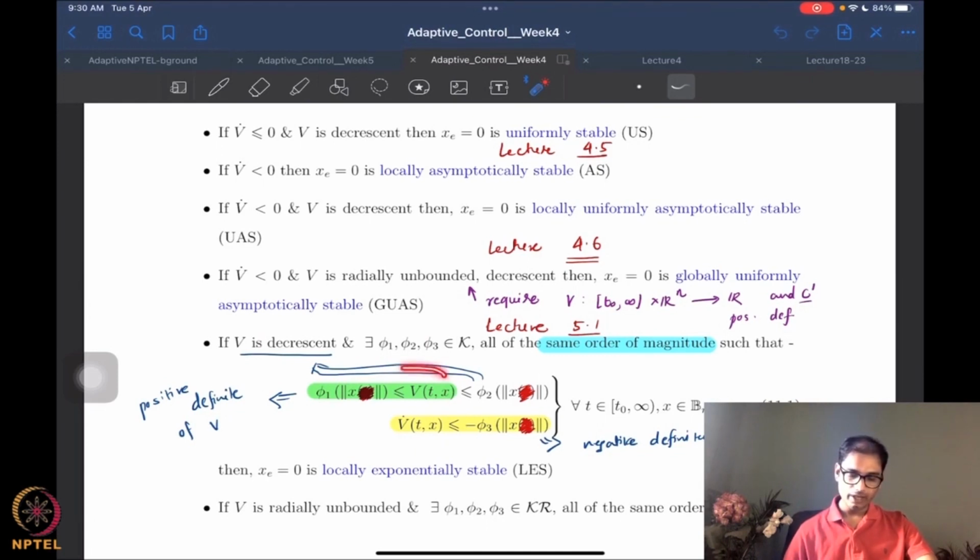So notice that you require V being positive definite, V being decrescent, and V dot being negative definite. So this implies negative definiteness of V dot, this implies positive definiteness of V, and this implies decrescence of V. The only additional things here are that these are all same orders of magnitude. So this is what was critical for exponential stability, and this is the result we have already seen.